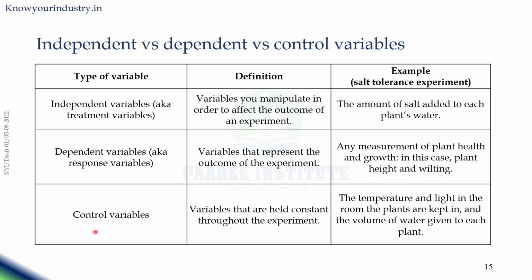Then what are control variables? The variables that are held constant throughout the experiment. For example, when the plant grows, the amount of light you are exposing the plant to and the temperature under which the plant is growing are both called control variables, which are kept constant, and the volume of water you are giving is also kept constant. But the amount of salt you are adding to the water is the independent variable, and you are seeing the effect of the amount of salt on the growth, in terms of height and wilting, which is called the dependent variable. So from this example, you can understand the independent variable, dependent variable, and control variables.